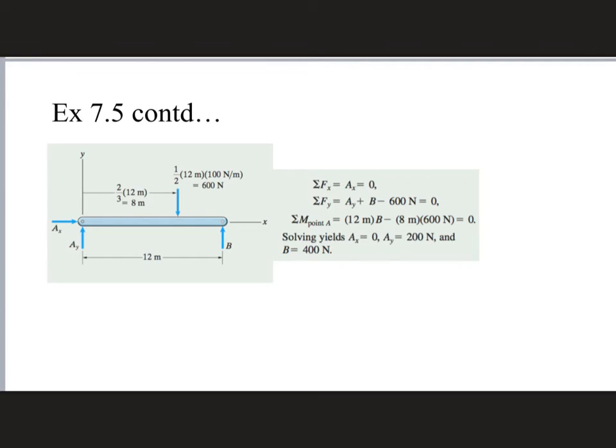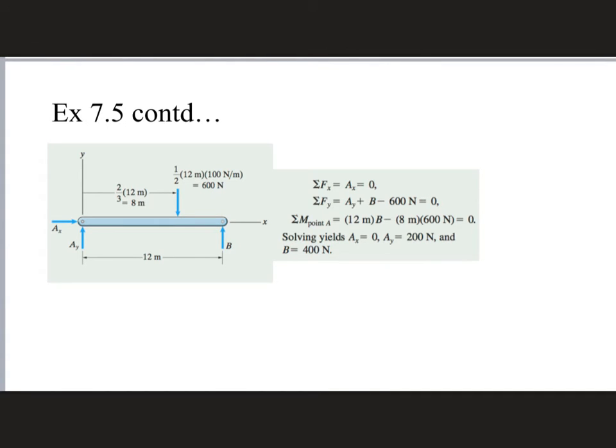So if we simply do the sum of the forces in the x direction, we know this is a static situation and the sum of the forces in the x direction has to be 0. The only force acting in the x direction is A sub x, so that tells us that A sub x is going to be 0. Now if we do the sum of the forces in the y direction, we get A_y plus B minus 600 newtons is equal to 0. There's the minus 600 newtons because it's pointing down. A_y and B are both pointing up, so that would be the sum of the forces in the y direction.